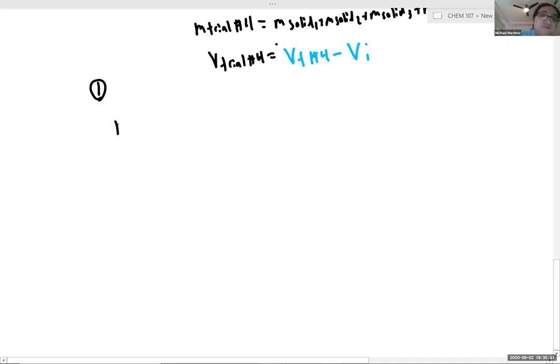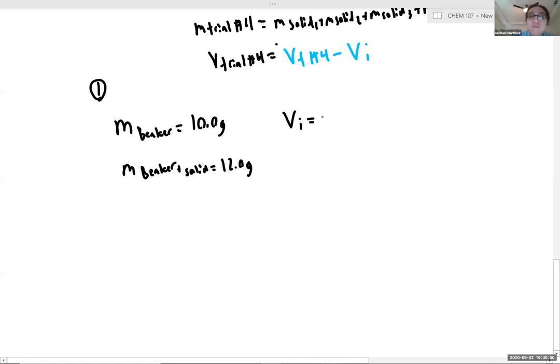So let's suppose for trial 1, I know that the mass of my beaker is 10.0 grams, and the mass of my beaker plus solid is 12.0 grams. My initial volume is 10.0 milliliters. My final volume is 11.0 milliliters. This is just example data.